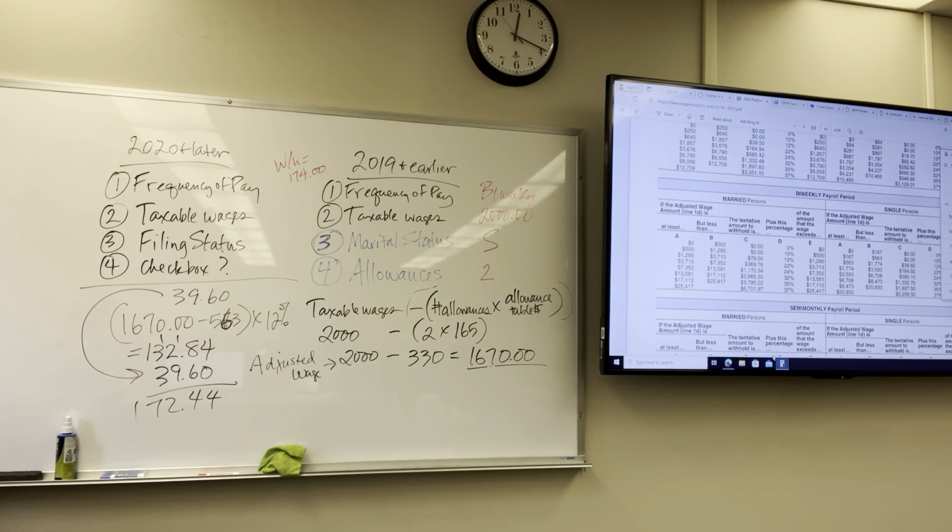172.44 is the calculation I get using the formula. 174 was from the table. Again, the reason for the difference is because that table has a wage range, whereas here we're using the exact amount.